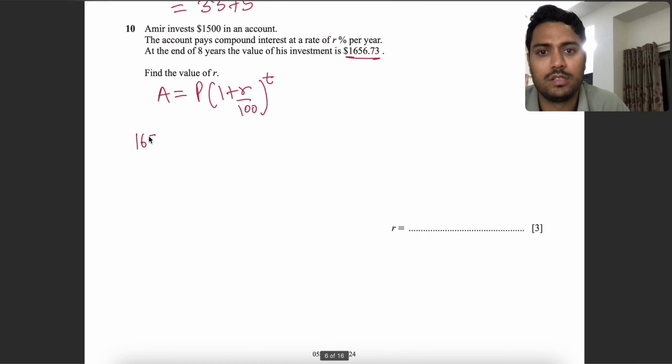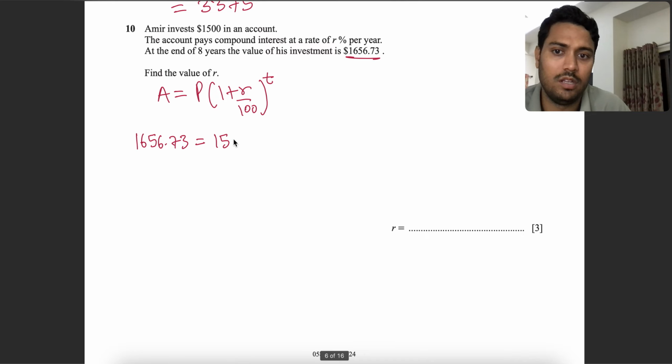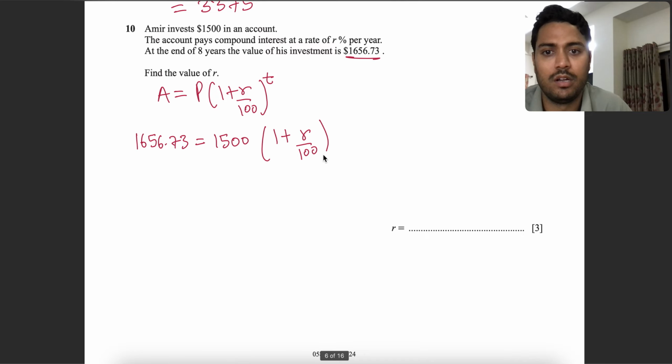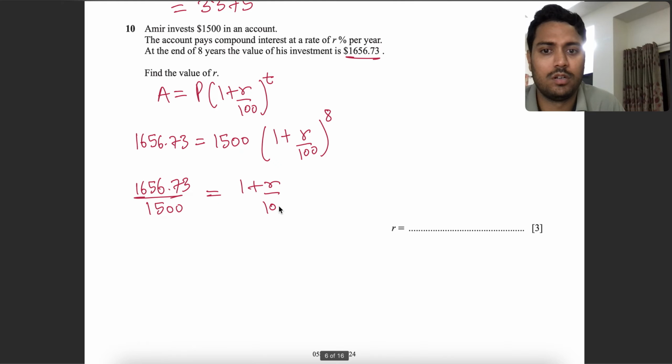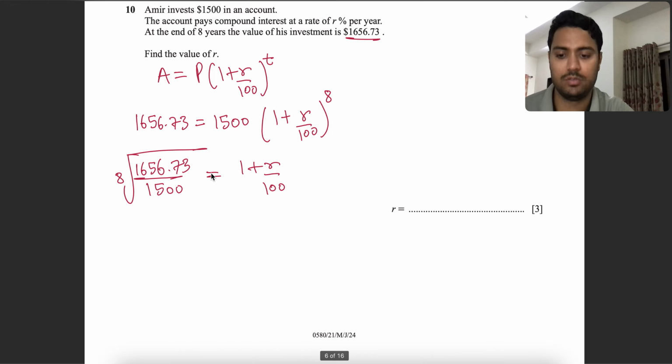Amount is 1656.73. Initial value invested is 1,500. 1 plus rate of interest we have to find divided by 100 raised to 8. So simply, 1656.73 divided by 1,500 equals 1 plus R upon 100 raised to 8. So we can take the 8th root on both sides. So we'll get this. So now let's do the calculation.